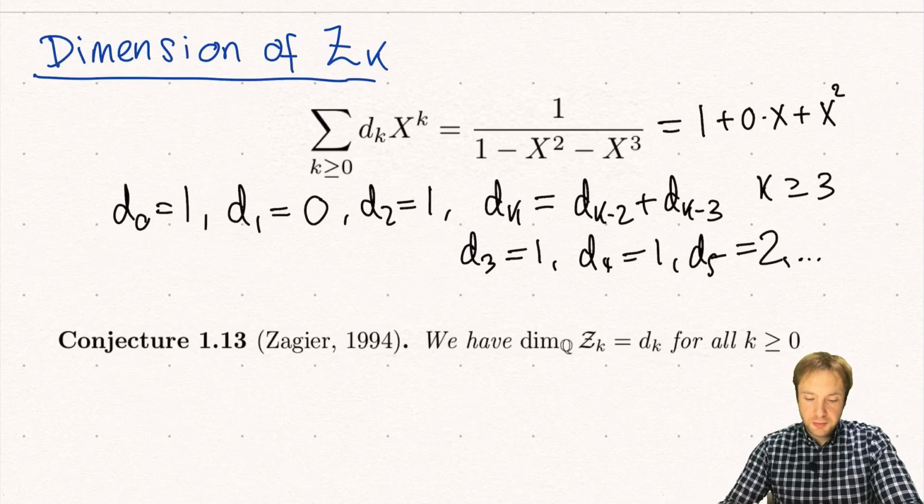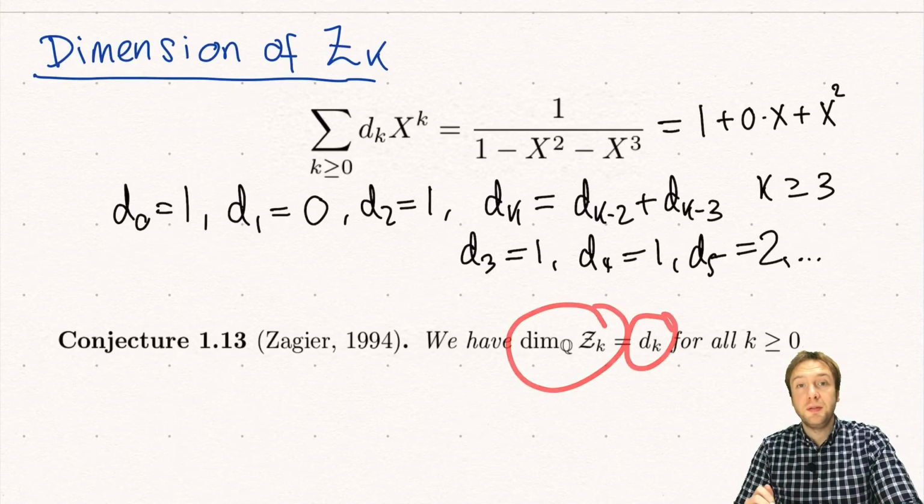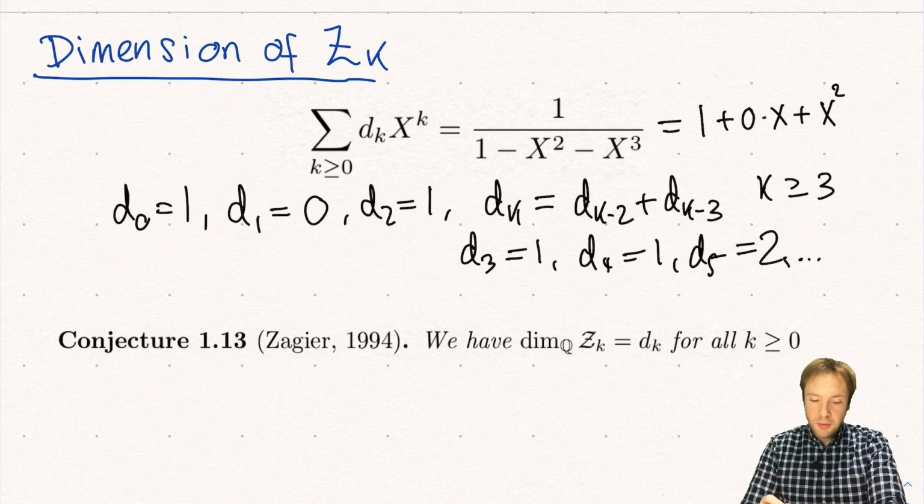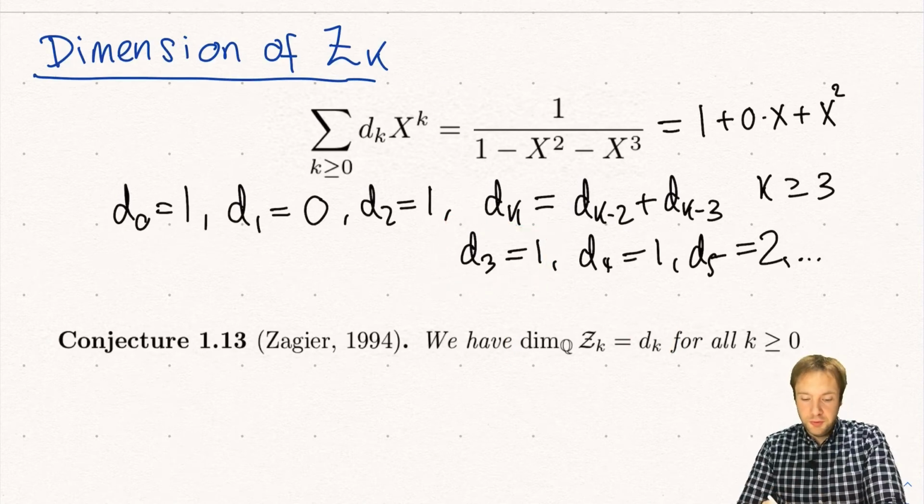So these are numbers which you can write down explicitly, and then the main conjecture due to Zagier is that the dimension of Zk is actually given by these numbers dk. So for example, d3 is 1, so the dimension of Z3 should be 1, as we saw before.